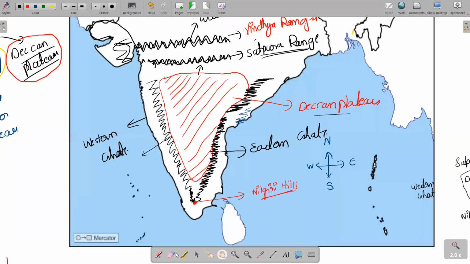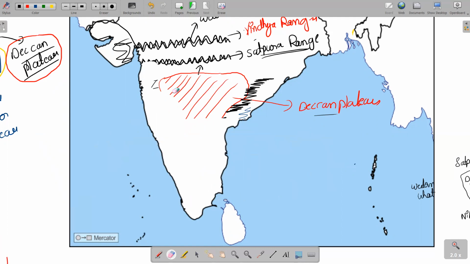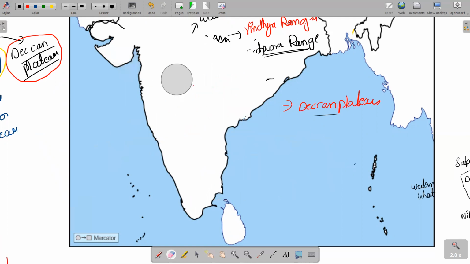Further, there are certain small locations you will come across in the Western Ghats. What are those locations? One is the Cardamom Hills. Highly important, I'm telling you. They will definitely ask you in your map pointing. The Cardamom Hills are present here in Kerala.